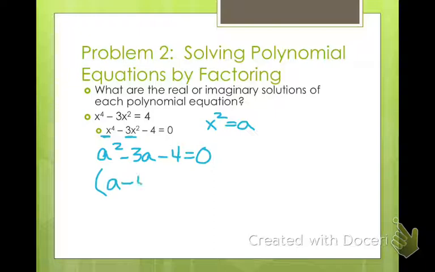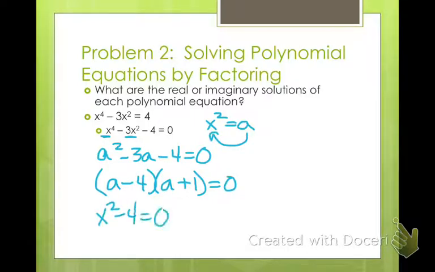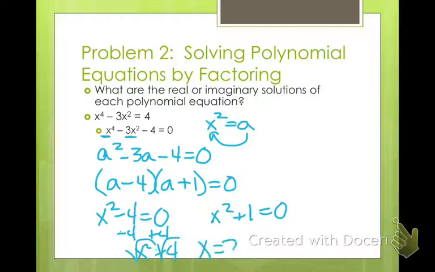So I can rewrite this as a minus 4, a plus 1. Easily factorable, totally understandable. When we rewrite it as factors, we're going to replace that a with x squared. So x squared minus 4 equals 0, and x squared plus 1 equals 0. Then we can add our 4. So x squared equals 4, square root, x equals 2 and negative 2. This one, subtract 1, x squared equals negative 1, square root, and I also get i and negative i.